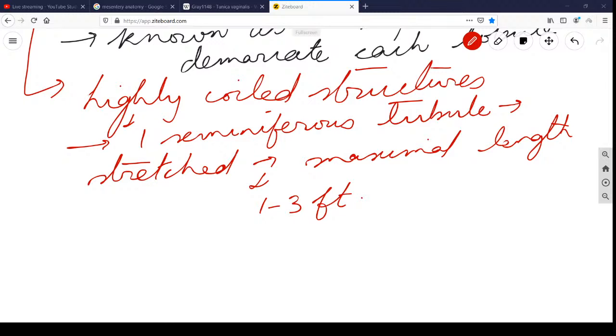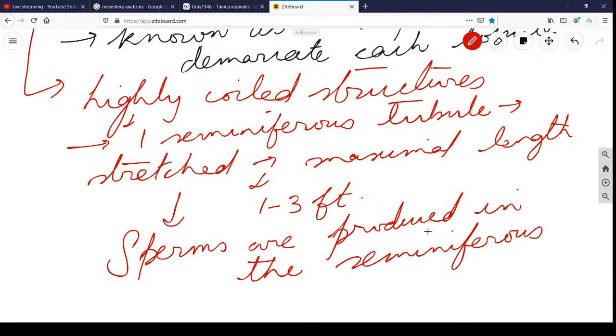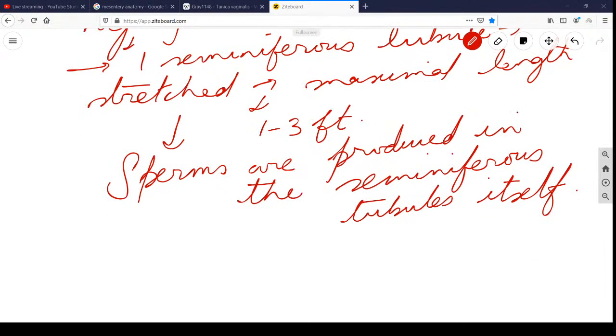And where are sperms produced? Sperms are produced in the seminiferous tubules itself, right? Now, we know that each seminiferous tubule contains male germ cells in various stages of differentiation.